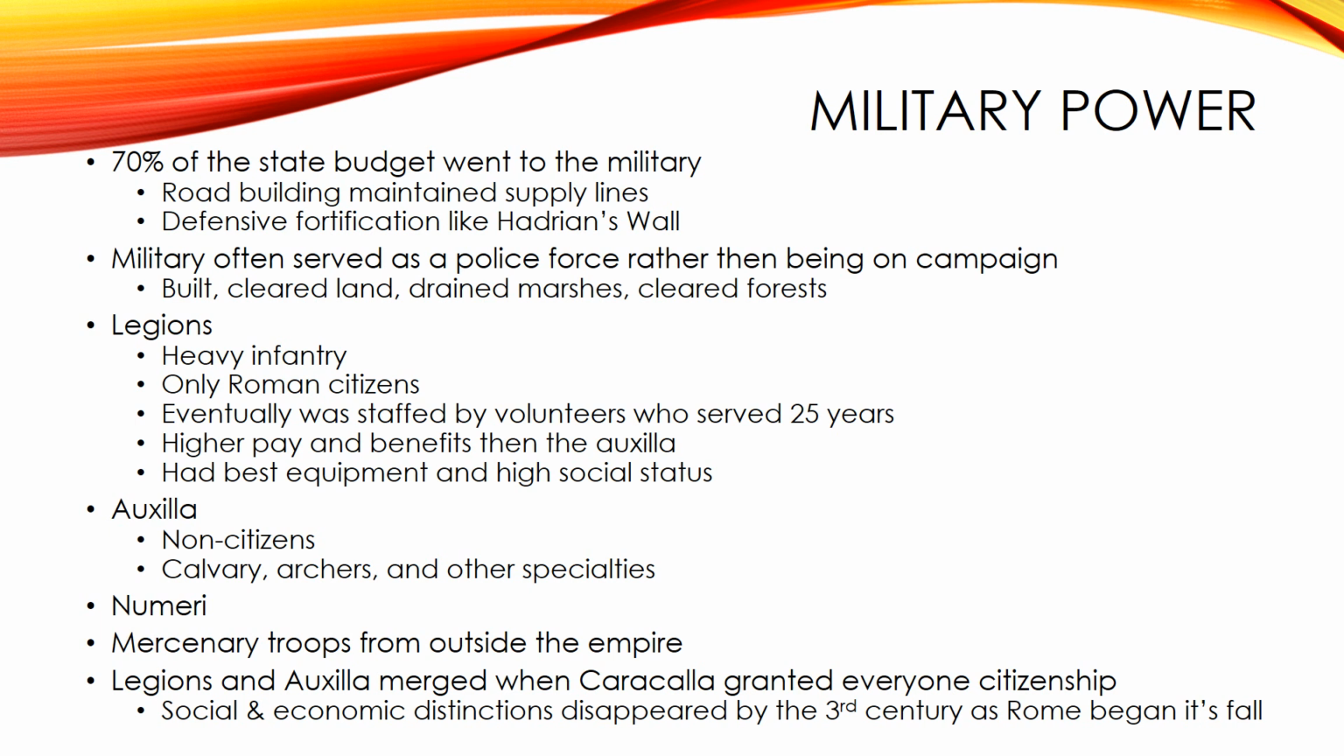There were also the numeri, and the numeri were basically another form of military, and these were mercenary troops from outside the empire. So if a Scotsman made his way into Britannia, he could be hired as a mercenary. The barbarian tribes were very good fighters, and so the Romans were trying to control them and use them against themselves if they could.